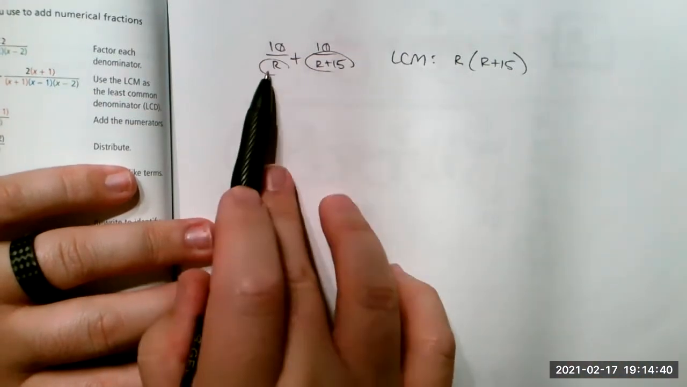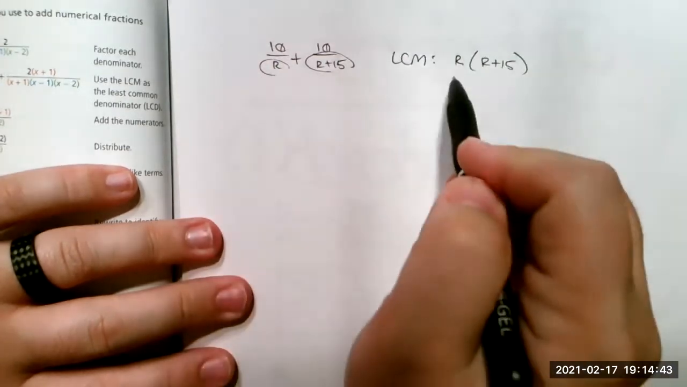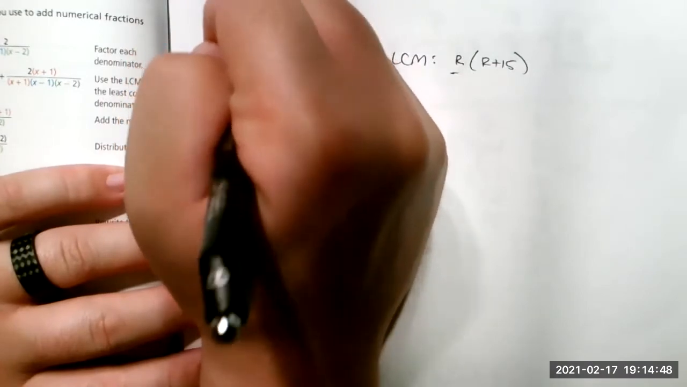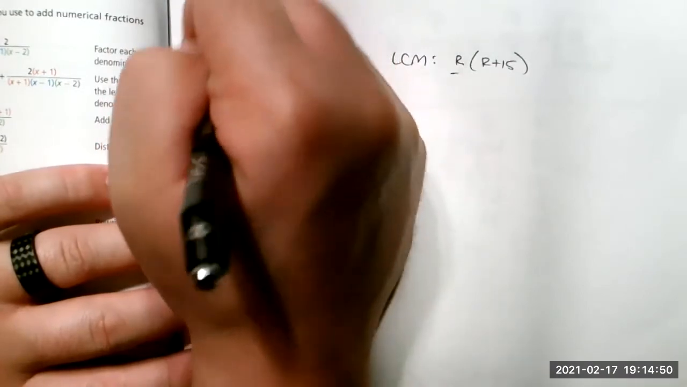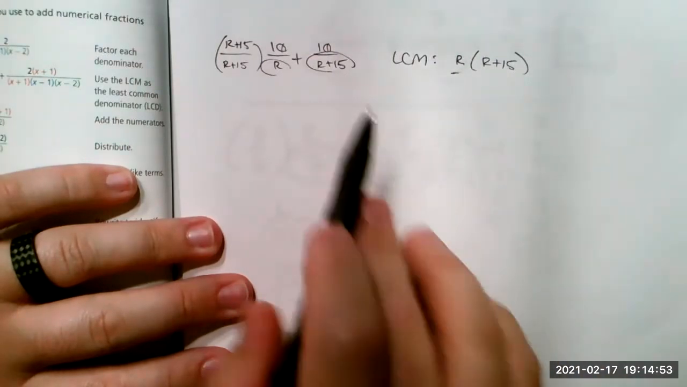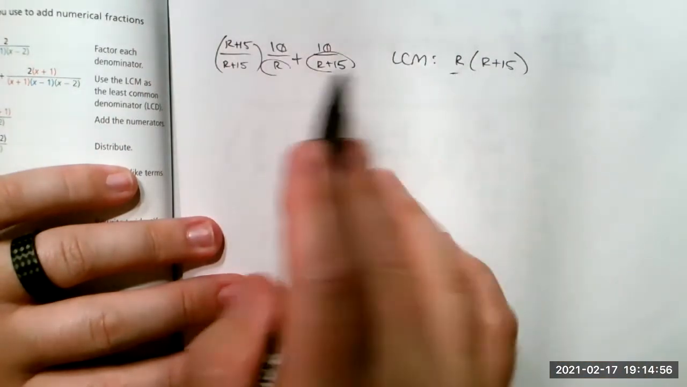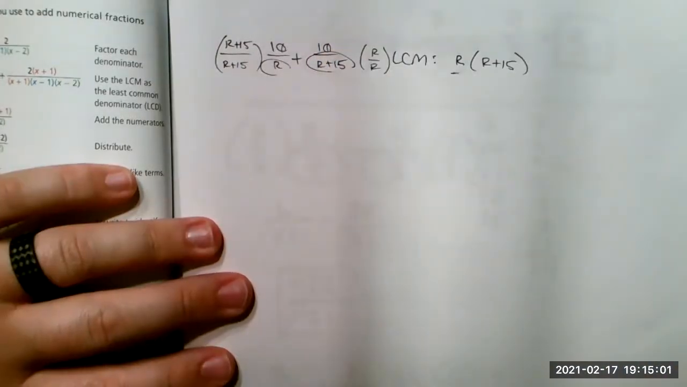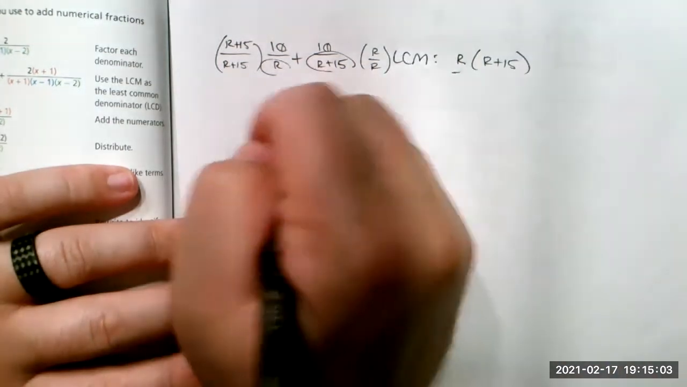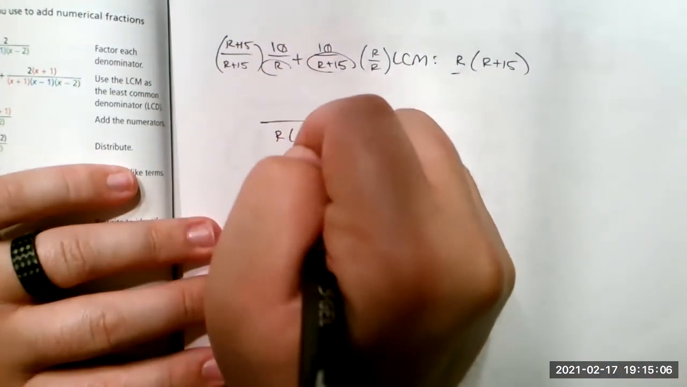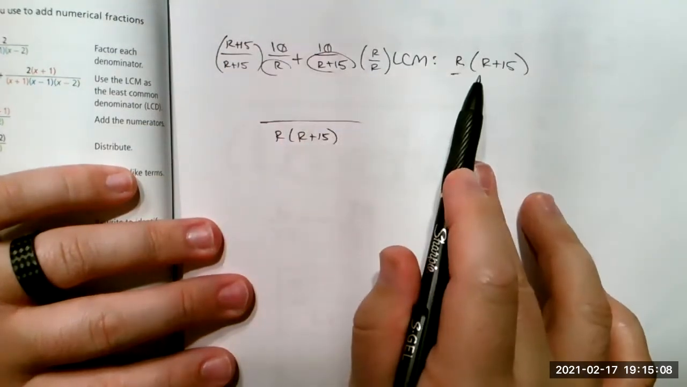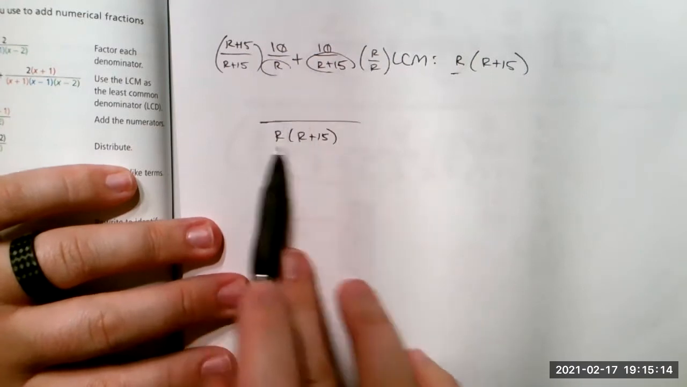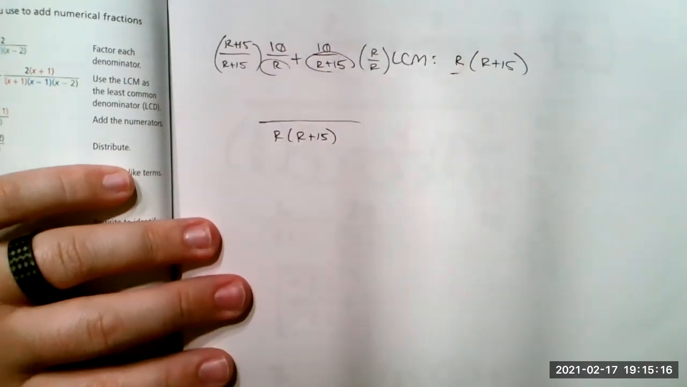So just like we did before though, what is this fraction missing? It's got the r, it's missing the r plus 15. So I would have to multiply this fraction by r plus 15 over r plus 15. This fraction has the r plus 15, but it's missing the r. So I would have to multiply this fraction by r over r. So my denominator is going to be r times r plus 15. We already know that because we found that least common multiple. And all we did was just multiply the two denominators together. We just butted them up against each other and multiplied them.